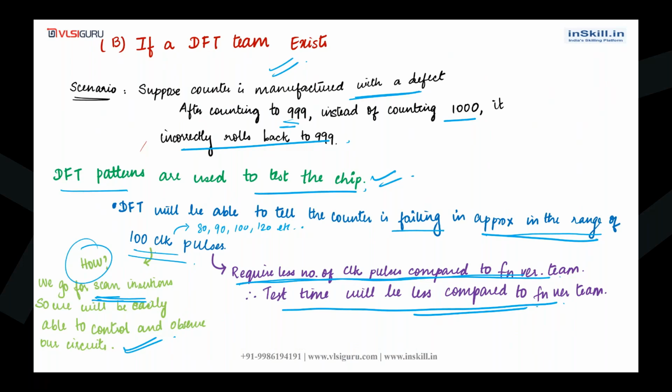Okay, so DFT team, we are able to tell that the counter is failing in significantly less number of clock pulses as compared to the functional verification team. So test time will be less compared to the functional verification team. And how is the DFT team able to tell that the counter is failing in significantly fewer clock cycles? It's because we will be going for scan insertion. Because of that, we will be easily able to control and observe our circuits.